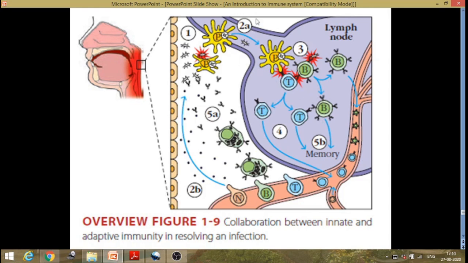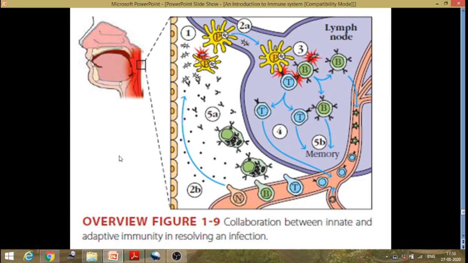Without the components of the innate immune response, the adaptive immune responses cannot be generated. Then the antibodies which are formed further help the phagocytic cells to phagocytose more and more of the bacteria, and thus an enhanced immune response is generated. So both immune responses work in an interconnected manner. This is a rather simple representation of the immune response, and I hope you got it.